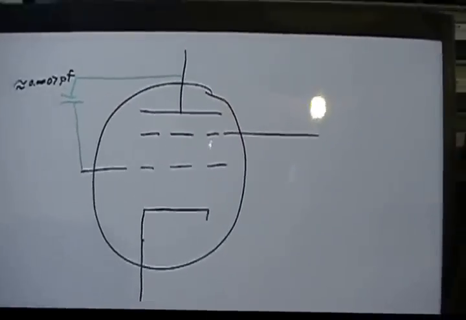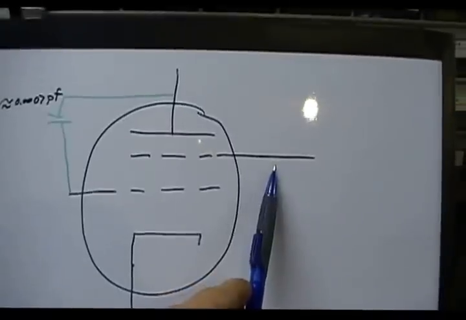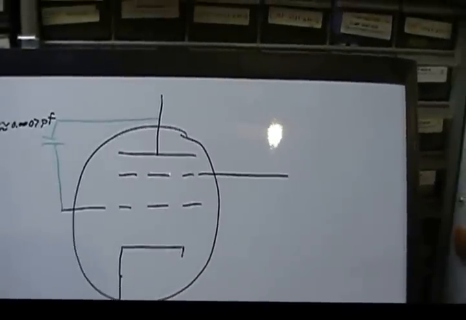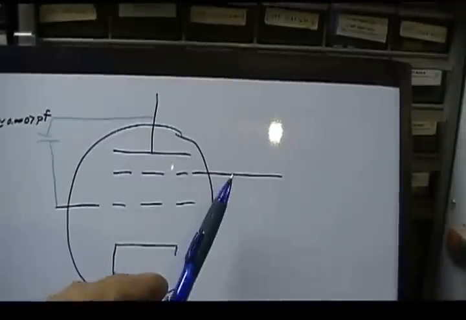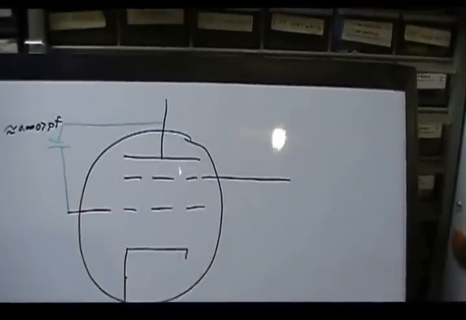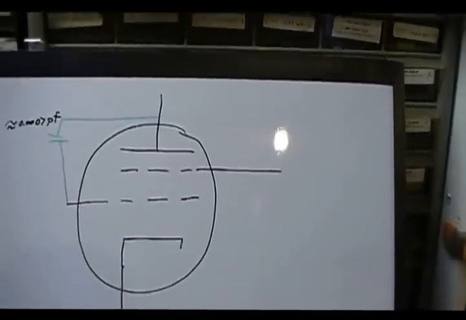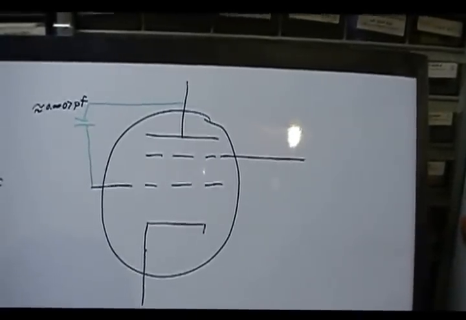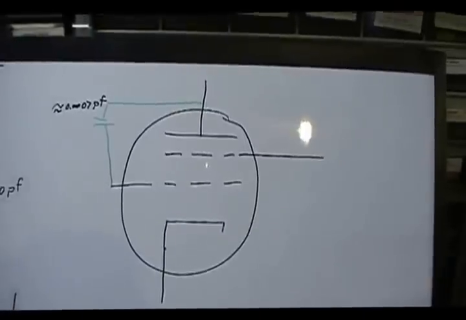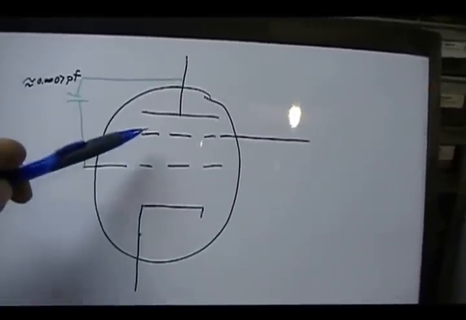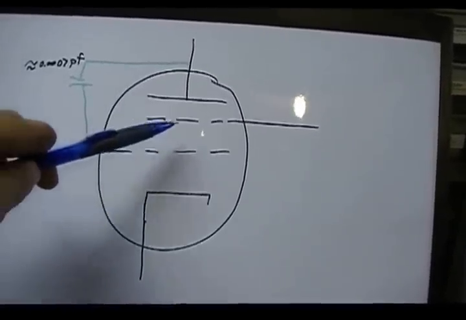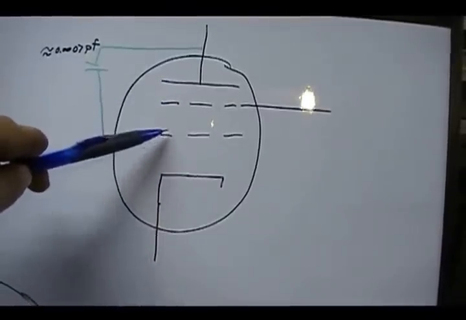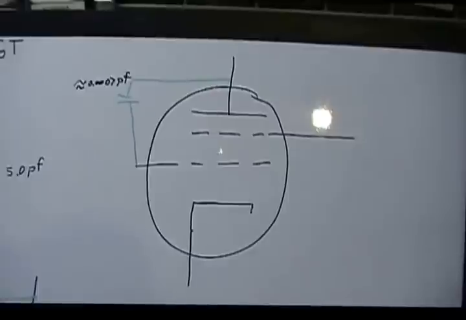Now, how that's done is what we do with the screen grid. What we're doing with it is applying a positive voltage to it. Now, it'll be a little less than the plate as a general rule. If you've got 100 volts on the plate, you might have your screen grid running like 80 or 90 volts, or even a little less than that.